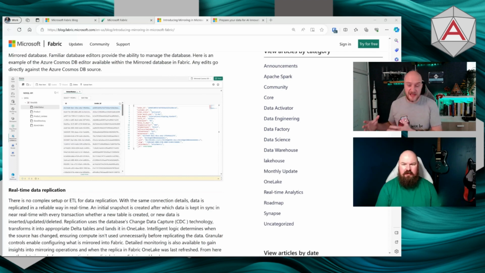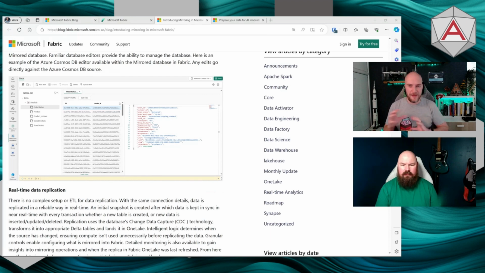Now that replicates it into the data warehouse option, but from there you can use that in any of the workloads. So once it's in that data warehouse workload, you can use it in a lakehouse, you can use it in data science, you can connect it straight up to Power BI.